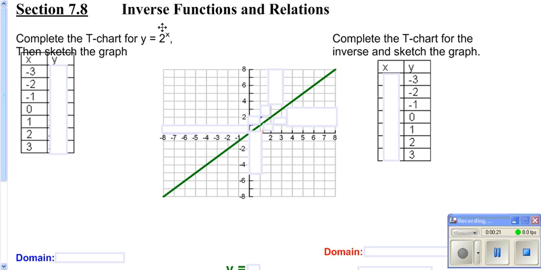So 3, plug it in, so you get 2 cubed, which is 8. Put in 2, you get 2 squared, which is 4. Plug in 1, you get 2 to the first. Plug in 0, 2 to the 0, which you should remember is 1. Negative exponents again, we covered exponents before.